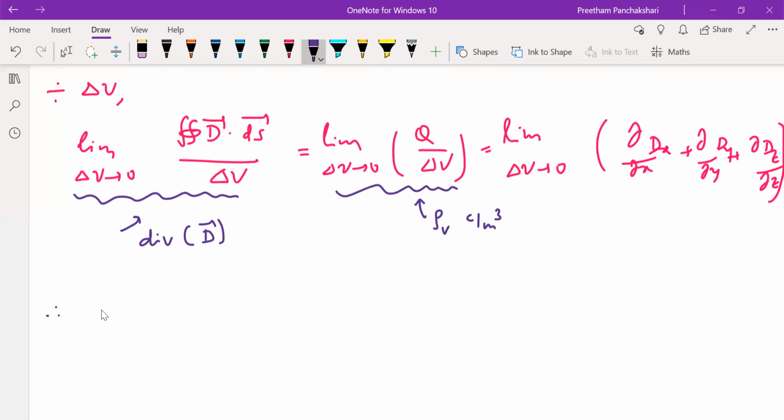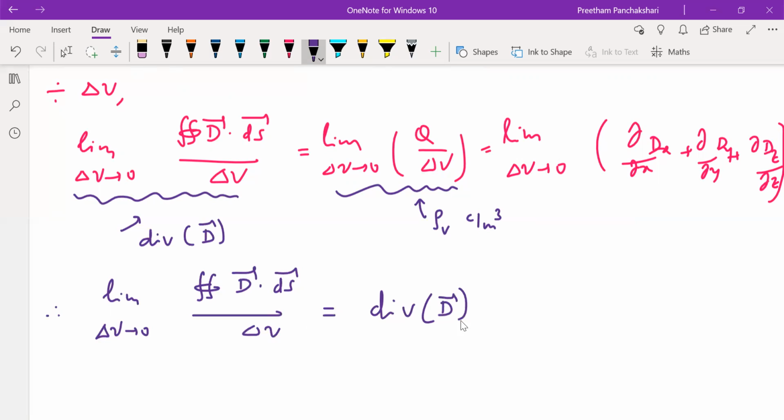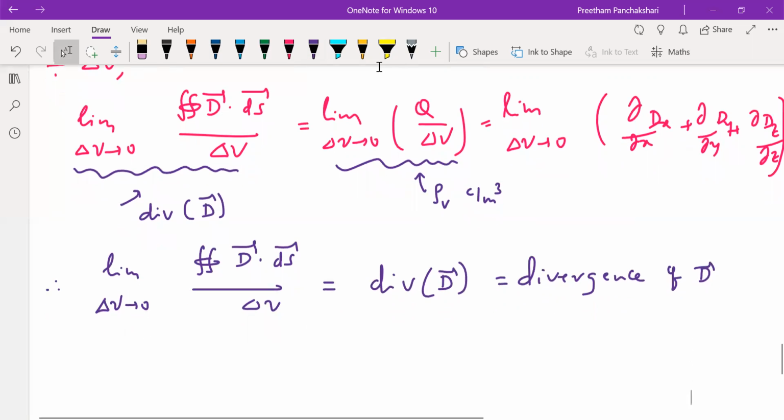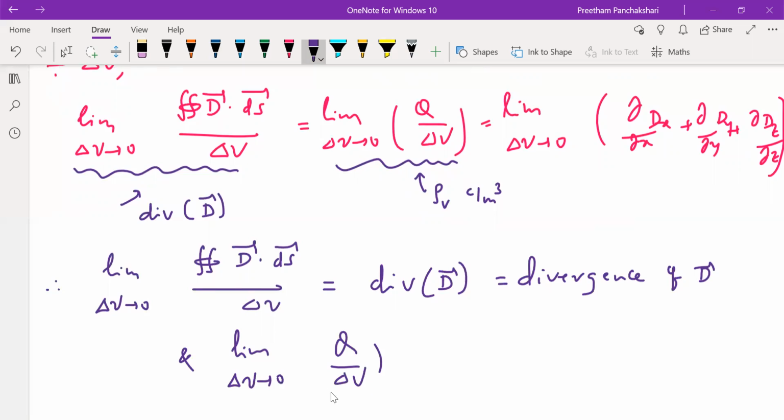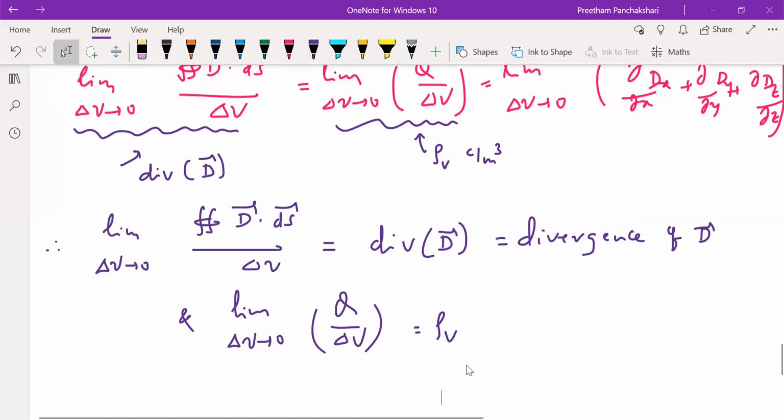Therefore, now we can introduce new terms into the first and second terms. The first term of the above equation becomes div D, nothing but divergence of D. This is the mathematical definition of the divergence. Similarly, the second term is the definition of volume charge density, rho v. So these two interpretations are obtained from the definition.